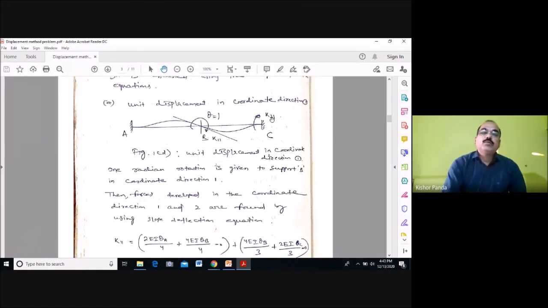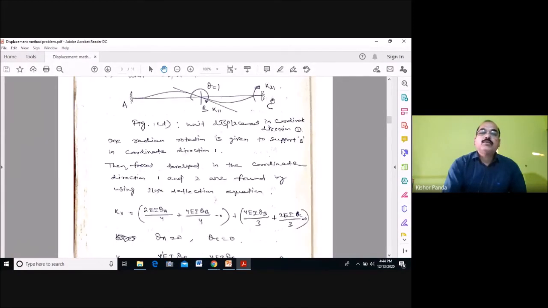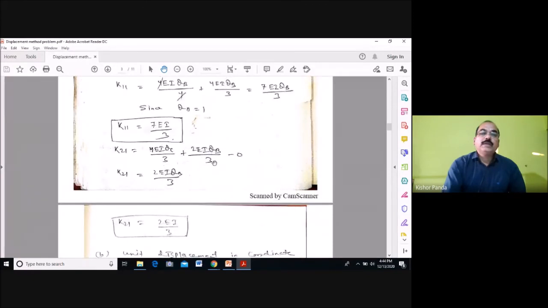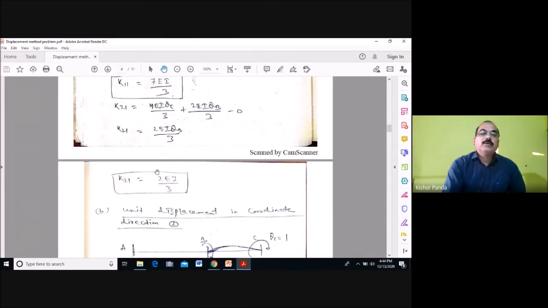Similarly, find K21. Using the slope deflection equation, K21 is equal to 4EI theta C by 3 plus 2EI theta B by 3. But you know theta C is equal to 0 and theta B is equal to 1. So after putting these values, K21 is equal to 2EI by 3.